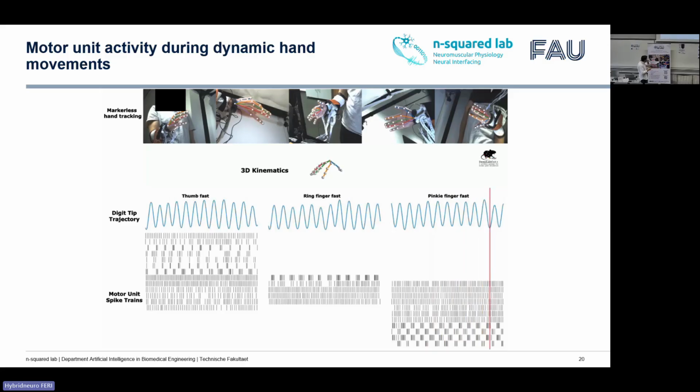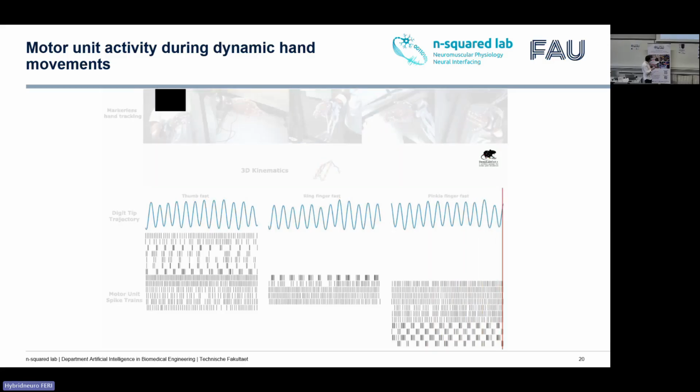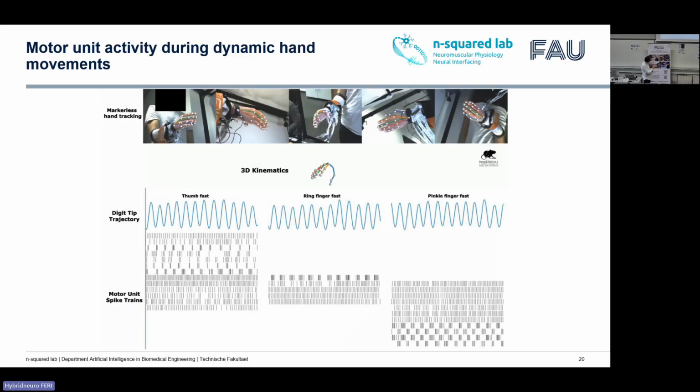And you can see that during the thumb fast movement, this motor unit is flat. On the other hand, during the ring fast movement, this motor unit starts encoding the movement very well. And then here it's silent. So motor units are really tonically discharging, and some are phasic because of this movement. You can see it here also in the pinky fast.